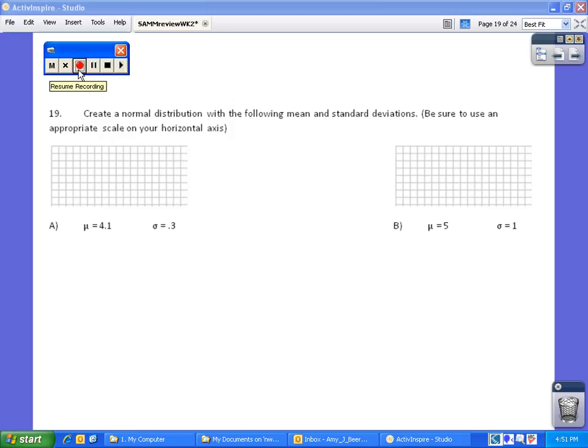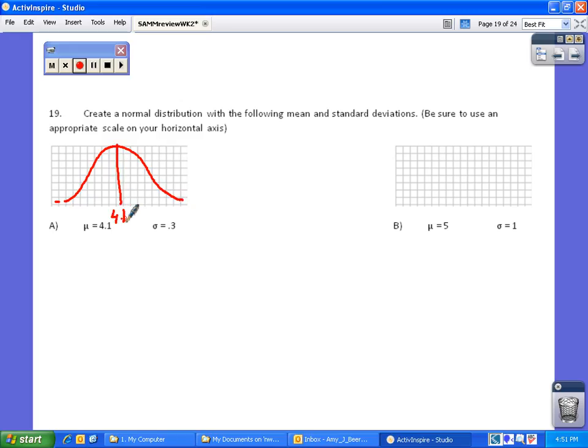Number 19, create a normal distribution with the following mean and standard deviation. So I'm going to go ahead and draw my normal curve. Your mean is always directly in the center. Right at the first transition point, where it goes from downward cup to upward cup, would be 1 standard deviation away. So I add 0.3, and then our next important points will be 4.7 and 5.0. At the other transition point, I'm going to subtract the standard deviation. So this will be 3.8, 3.5, and 3.2.